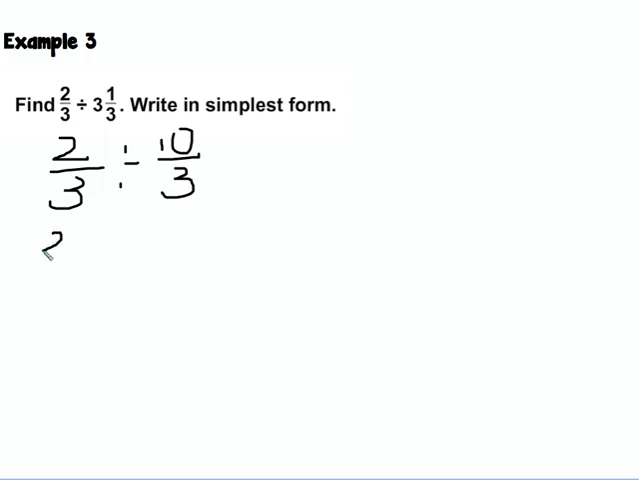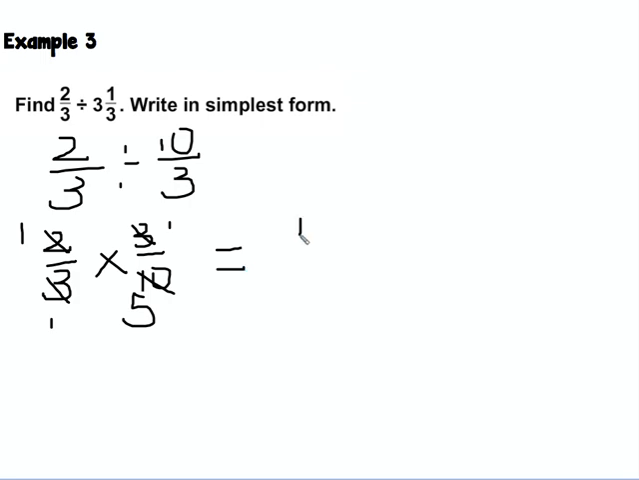So I have 2/3 times, and I'm going to flip that second fraction again, 3/10. Now I'm going to look for my cross-eyes. Well, 3 and 3 become 1 and 1, and 2 and 10 become a 1 and a 5. Multiply across, I get 1 times 1 is 1. 1 times 5 is 5. And there you have it. Simple as that.